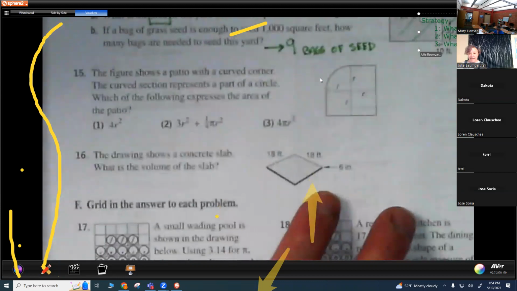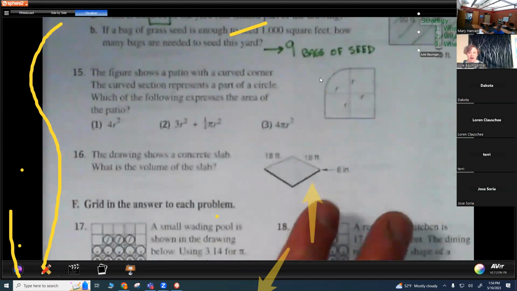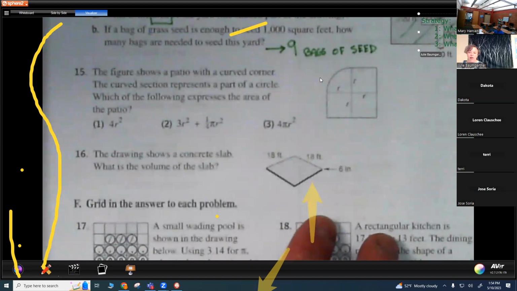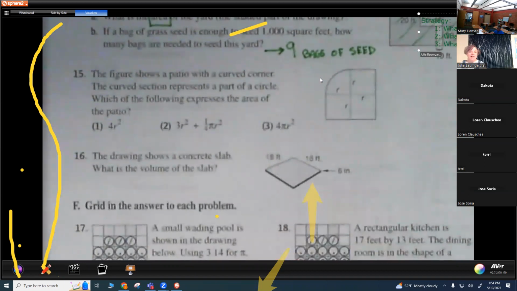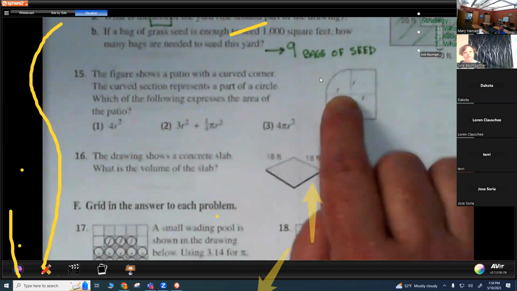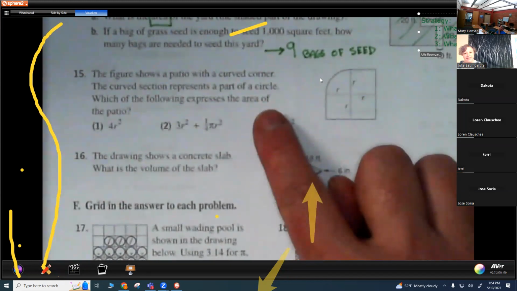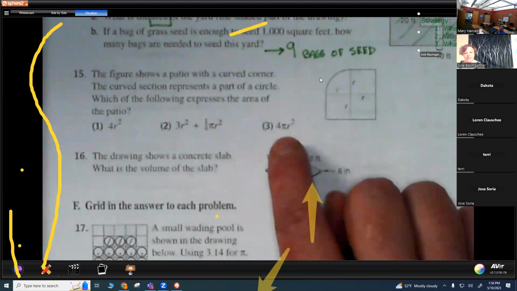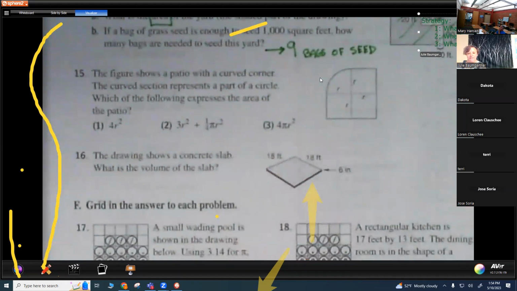So number 15, let's see. The figure shows a patio with a curved corner. The curved section represents a part of a circle. Okay, hopefully you guys see that, right? And then based on that, which of the following expresses the area of the patio?